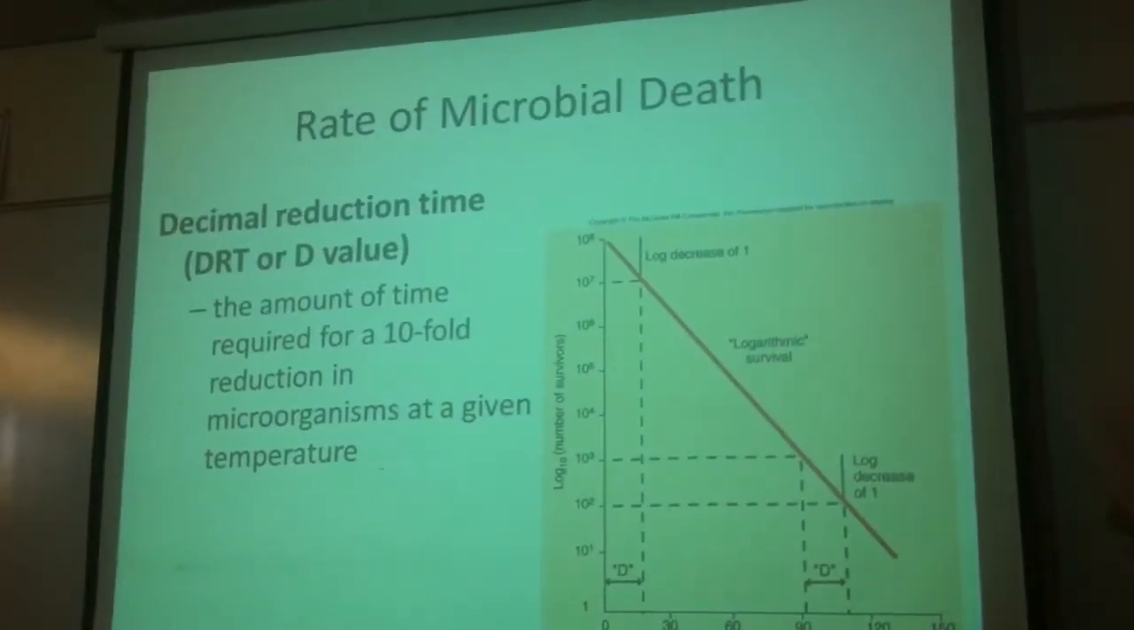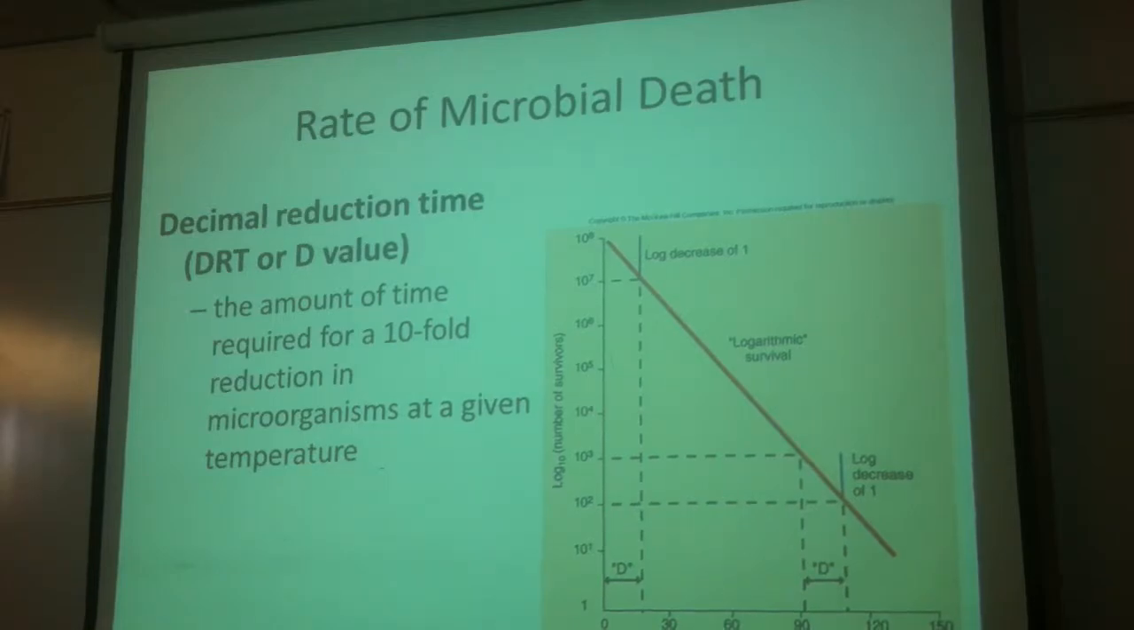You can increase the death rate by adding other things to it. You can have those little asterisks or whatever. Okay, if I also add bleach, what happens? And if I add alcohol, what happens? But the D-value is just the amount of time required for a tenfold reduction in microorganisms at a given temperature. So it's always expressed in minutes or time units, because you want to know how long it's going to take to kill these things.